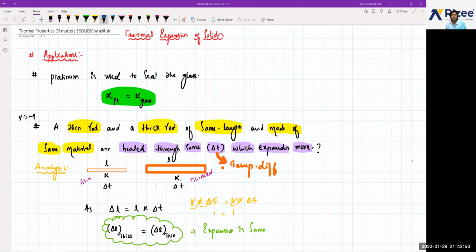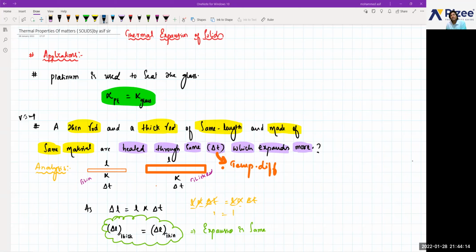See this one, better. Applications of the thermal expansion of solids. Platinum is used to seal the glass. Why? Alpha of platinum is equal to alpha of glass. The coefficient of linear expansion of platinum is almost equal to the coefficient of linear expansion of glass. So to seal the glass or for repairing of a glass, we use platinum. This one is really very important.